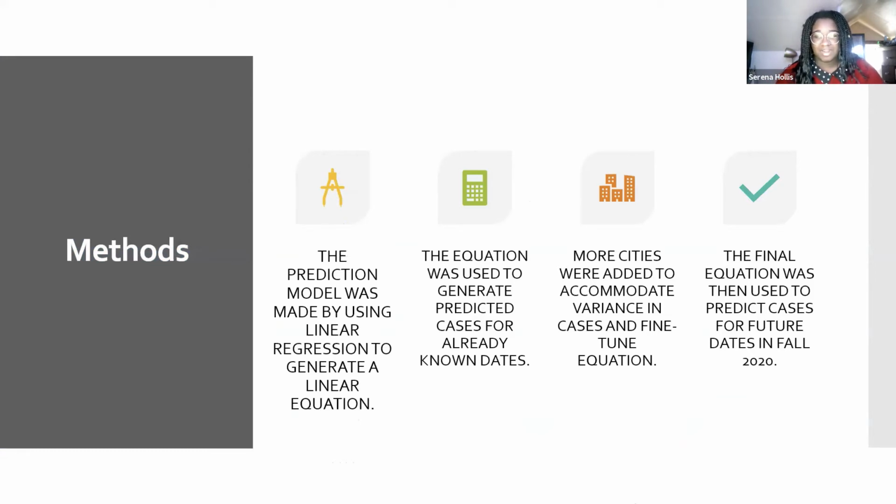And then just to add a summary: a prediction model was made using linear regression to make a linear equation. I used that equation to predict cases for already known dates. And then as I was training the model more and more, I added more dates to accommodate variance. And then the final equation was used to predict cases for the upcoming fall.